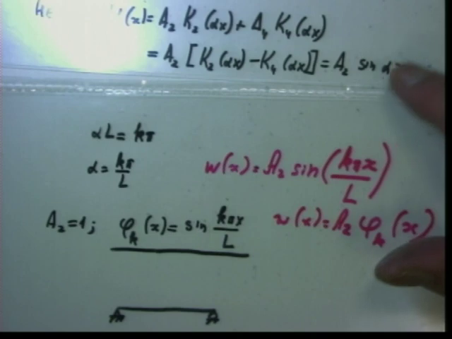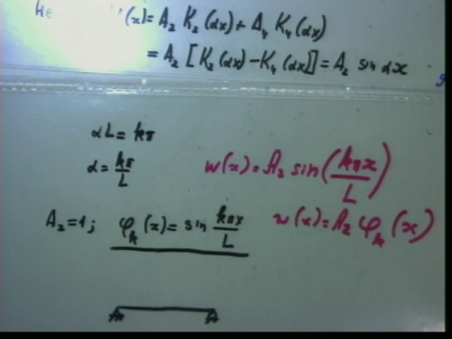Now let us see what this sine alpha x is. We know what alpha is. We found this alpha. Of course, alpha L equals k pi. So therefore, alpha equals k pi over L. K is a positive integer. So I substitute this alpha over there, and I get k pi x over L. So we can say that if I take A2 equals 1, then the shape is the sinusoidal shape sine k pi x over L.